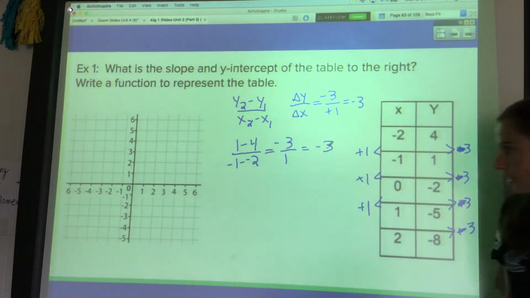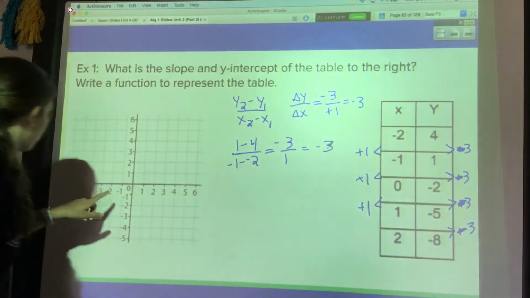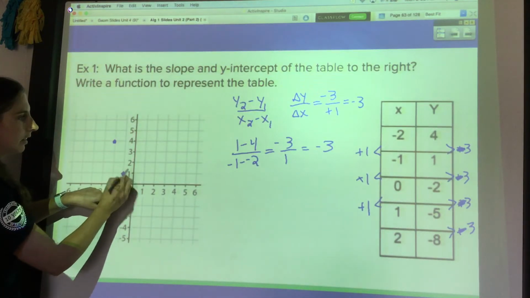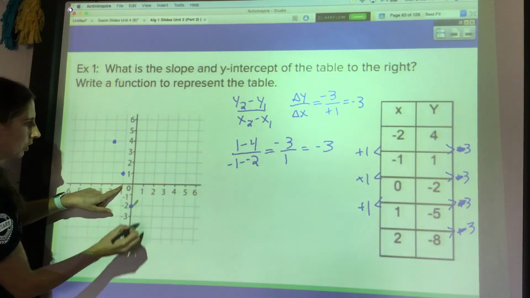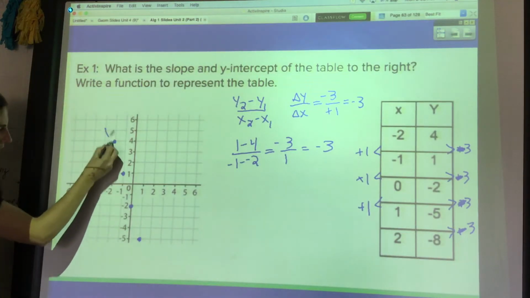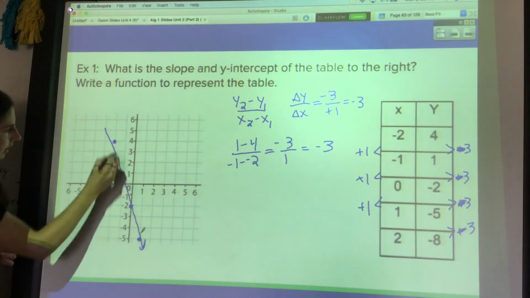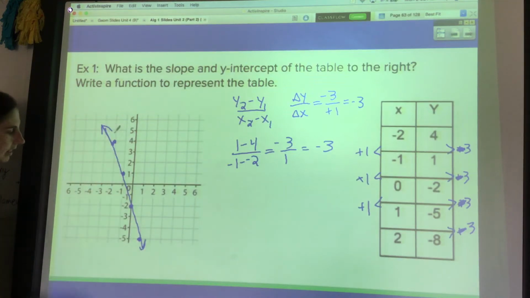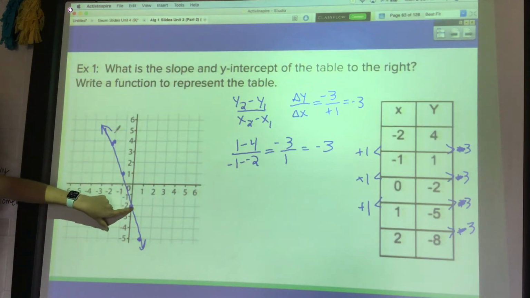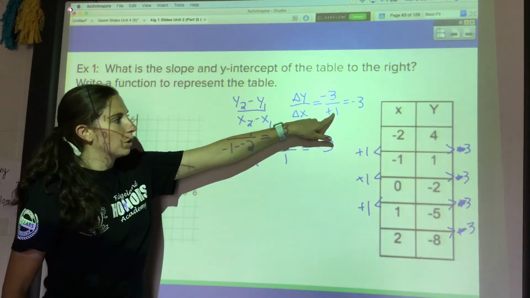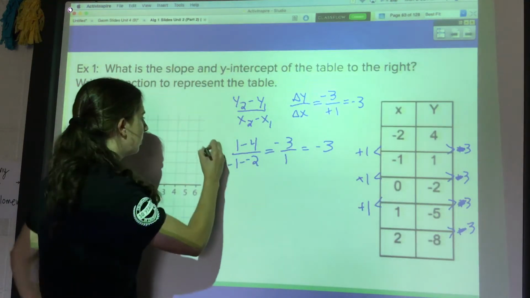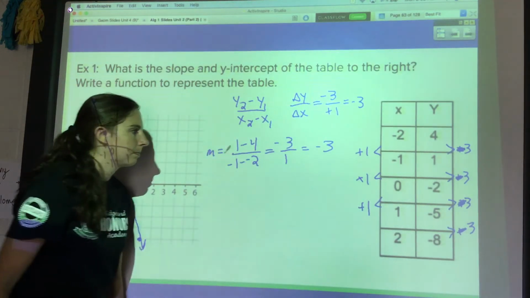Or I could even graph it. I've got negative 2, 4, negative 1, 1, 0, negative 2, 1, negative 5, and so on. And so you can see that this line goes down 3 over 1, down 3 over 1. So down 3 over 1. Again, a slope of negative 3. So that is my slope. I'm going to call it n.